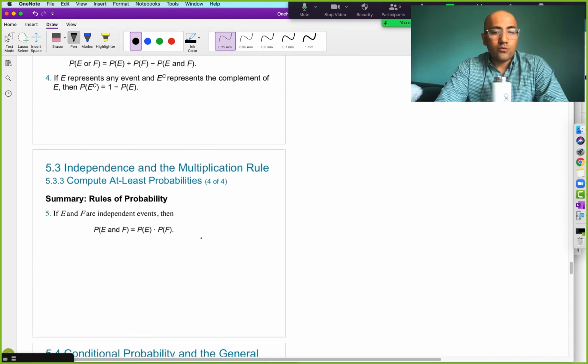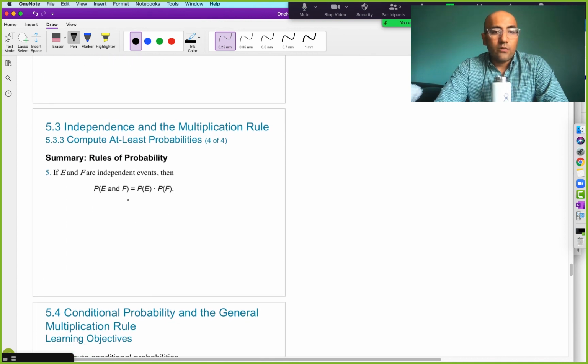And then today's rules about multiplication, we know that if events E and F are independent events, then the probability of E and F is equal to the probability of E times the probability of F.